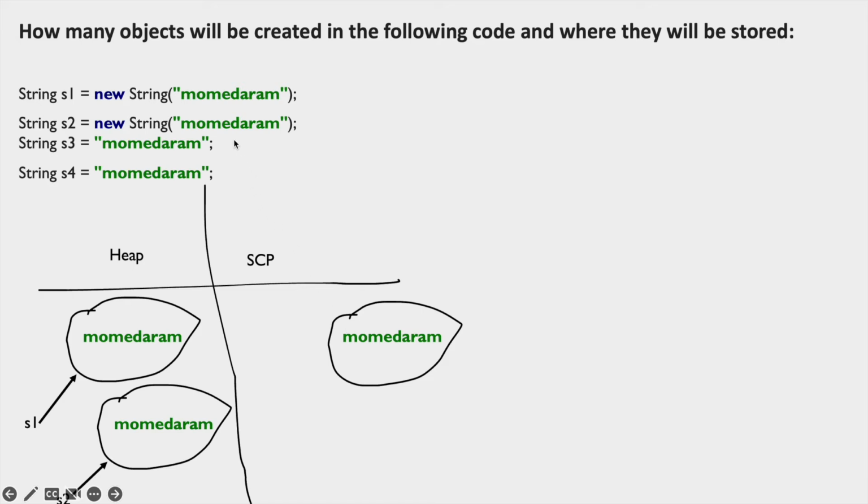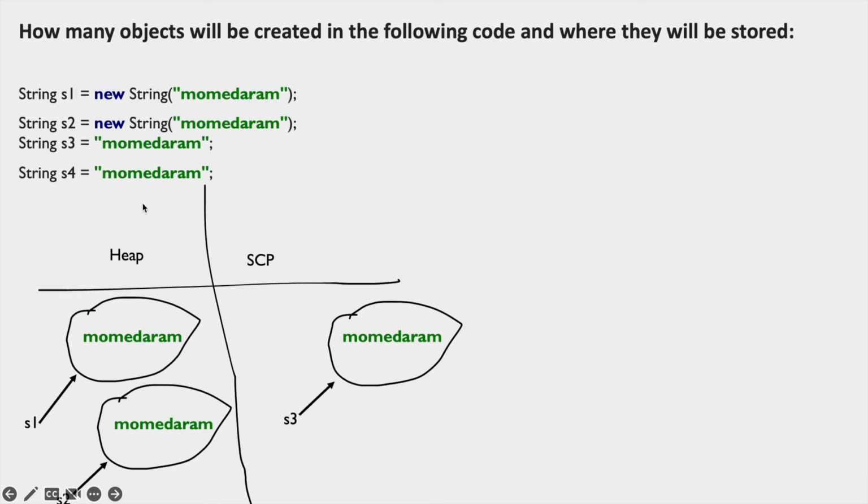But whenever we try to create a string with this content, the JVM first checks in the string constant pool whether it is already there or not. In our first statement, this object was created in the string constant pool, so in the second statement it will not create an object in the string constant pool. In the third statement, whenever we create a string object using a literal, the object will be created in the string constant pool. But in our case, an object with the same content is already there, so it will not create one, it will reuse the same object. So s3 will point to this Momedaram object which already exists.